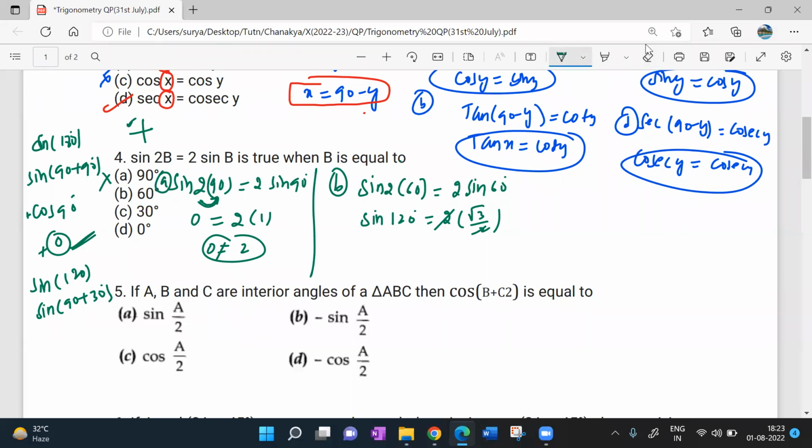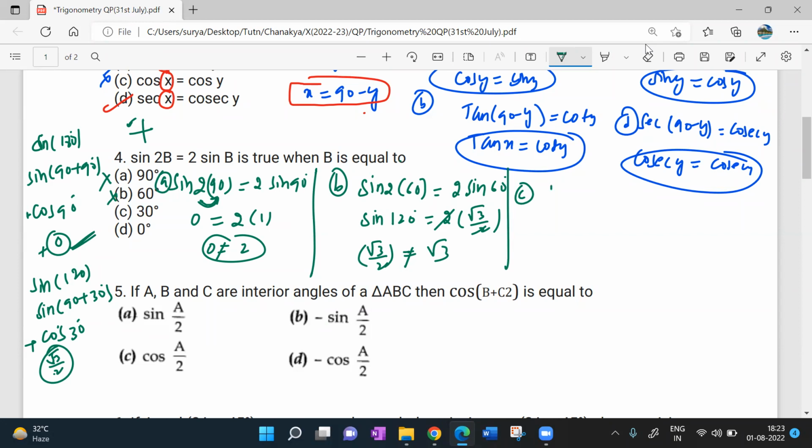Sin 90 plus theta is what? Second quadrant. So cos 30, beta. Am I correct? Plus cos 30, which is nothing but root 3 by 2. Is that correct? Right, 60 and 60 also. Root 3 by 2 is equal to root 3, which is impossible. Option B also deleted. Next, option C, let me talk about.